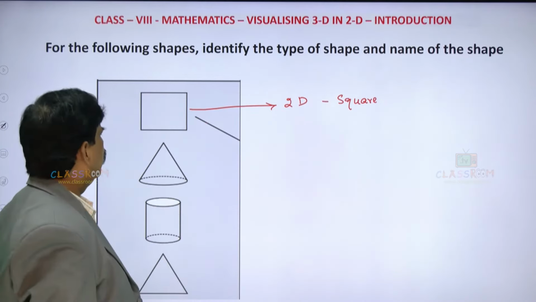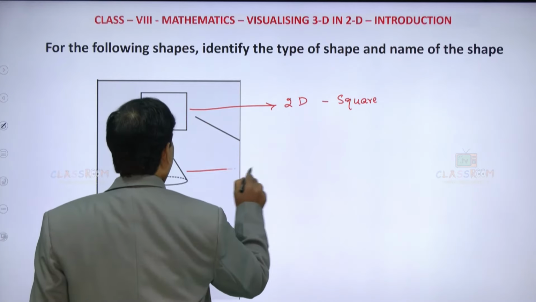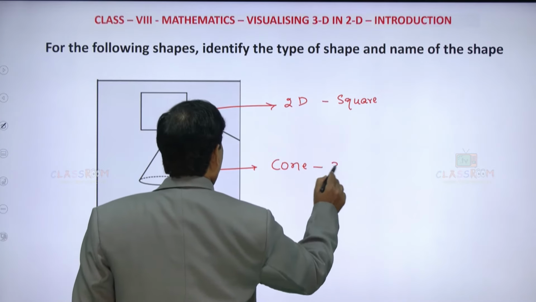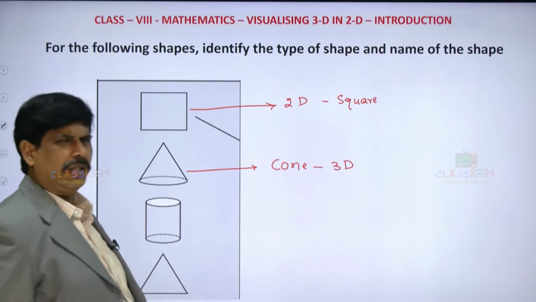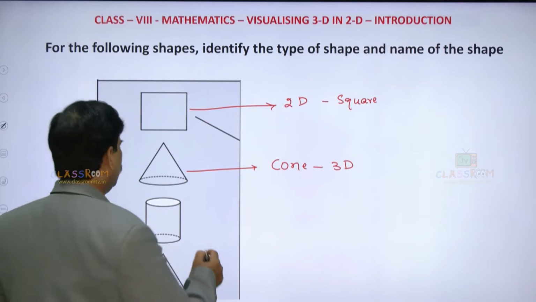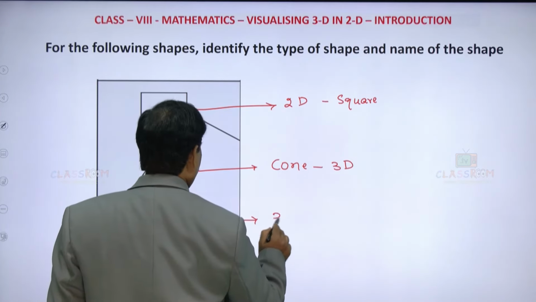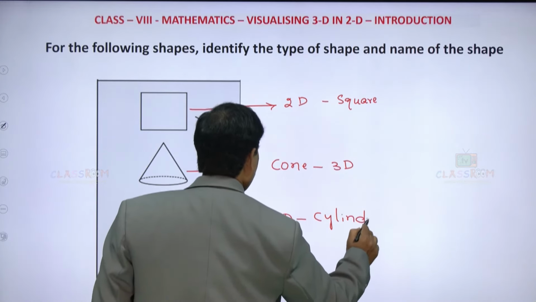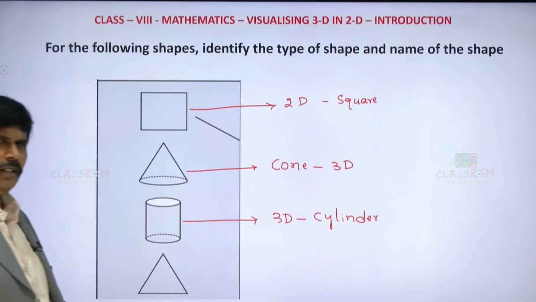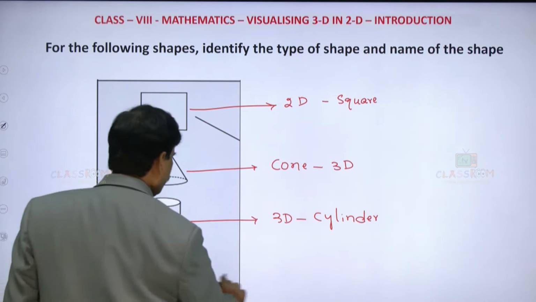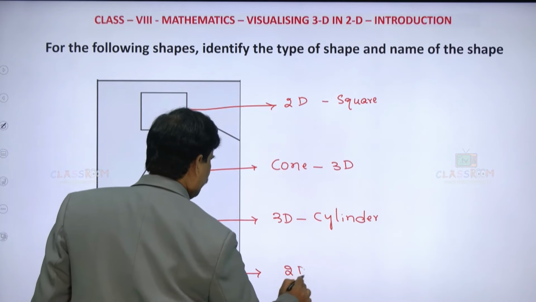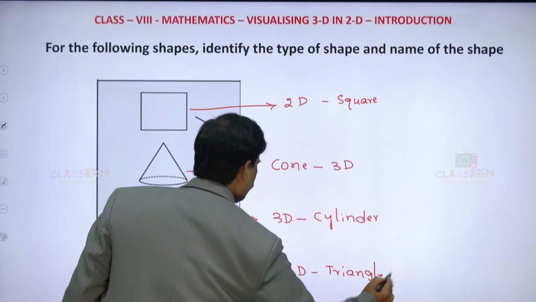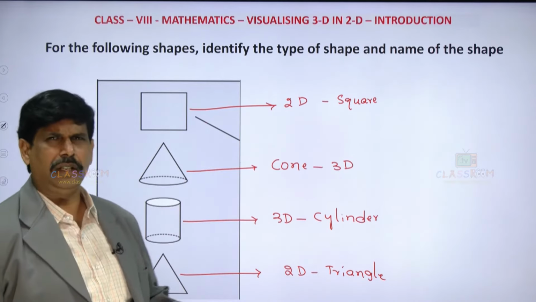And what about here? We are seeing a cone here. So what is a cone here? The cone is a 3-dimensional figure. Cone is a 3D figure. Even this is a cylinder, 3D figure. Now look at here, there is a triangle here. So triangle is a 2-dimensional figure. Clear? So let us learn about more shapes.